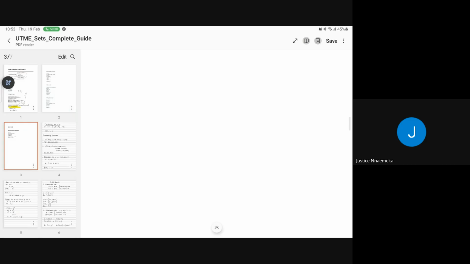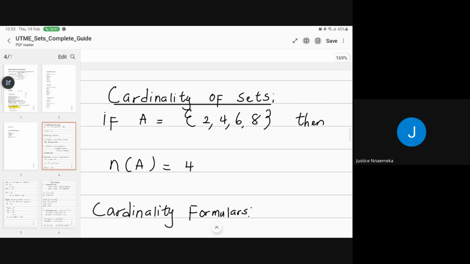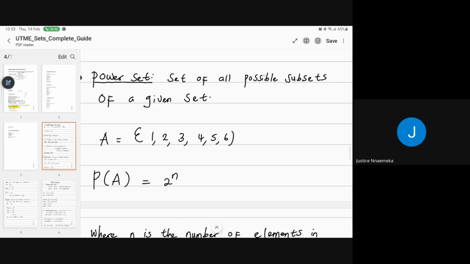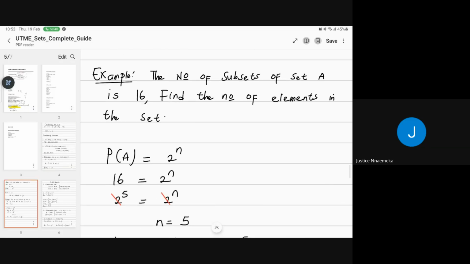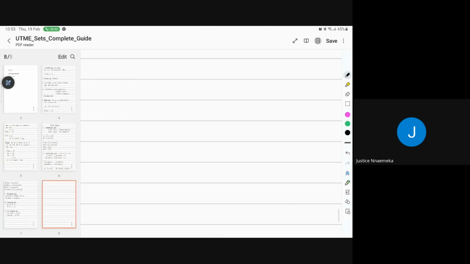Before, I spoke about the cardinality of a set, which is the number of elements you have, the formulas and everything that we need to know in your sets. All right. So that said, let's look at your Venn diagram and let's look at questions regarding the Venn diagram.